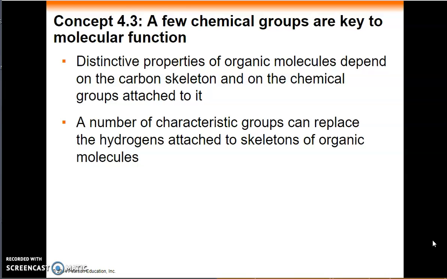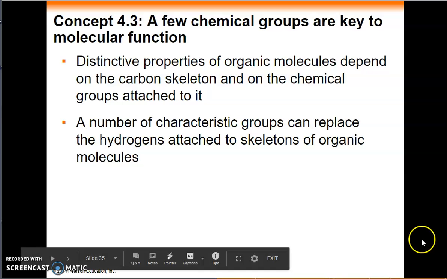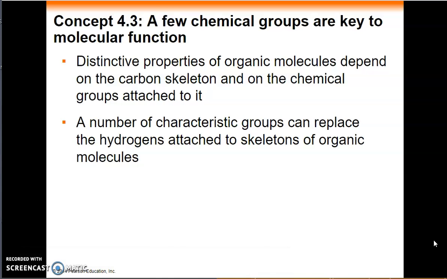These chemical groups may be involved in chemical reactions or may contribute to the shape and function of the organic molecule in a characteristic way, giving it unique properties. For example, when we learn about proteins, the functional groups are what determine how the bends and folds occur.